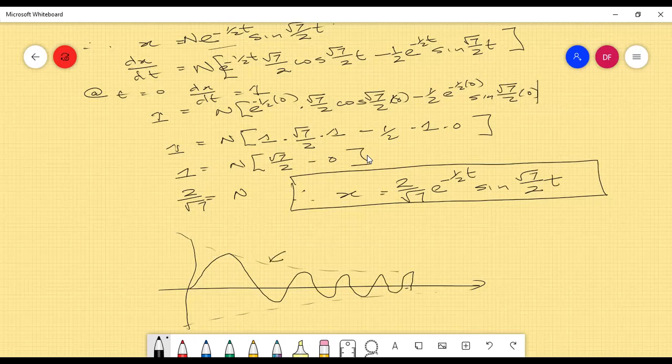The e to the minus a half is the rate of decay, and inside it's going to be sine root 7 over 2 t. So, the amplitude of the function.